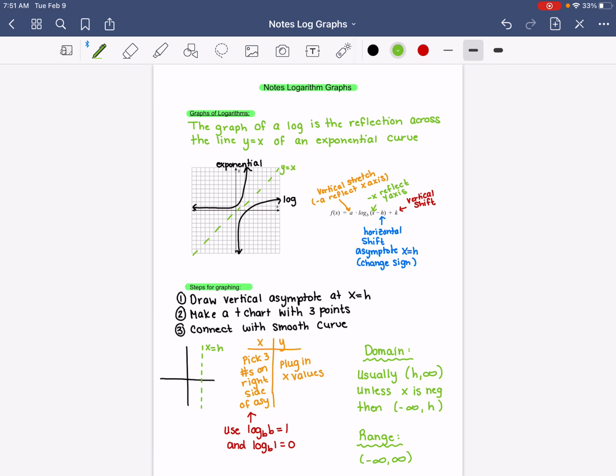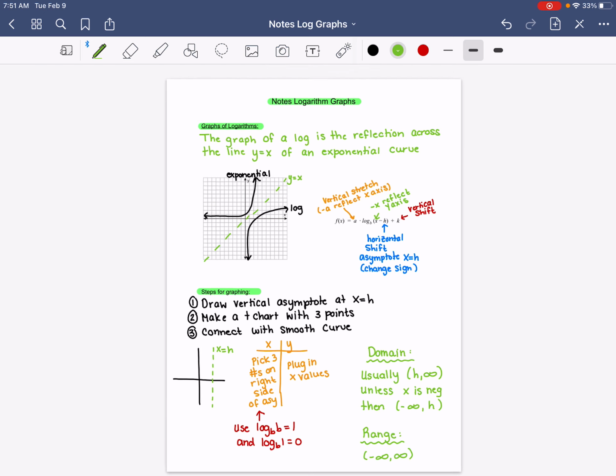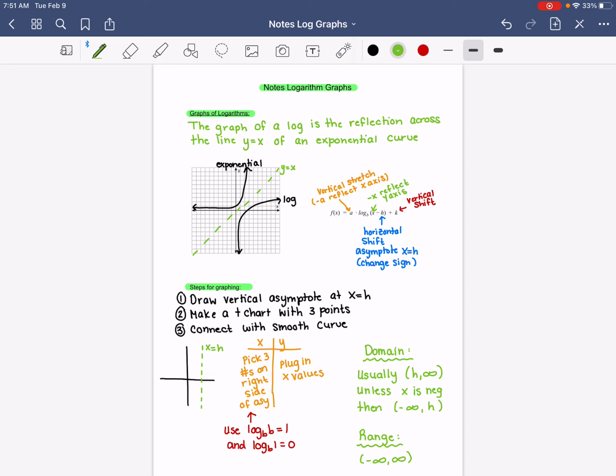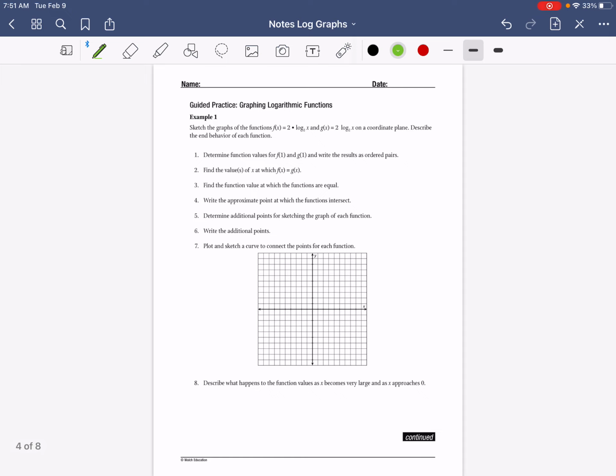All right, so let's go do some examples. So this is going to go in our notes. I think it's slide 12, so I'll take a picture of this. But now we're going to go ahead and do some examples. This is in your workbook, Unit 4A. This is page 59. So this is on page 59 of your workbook.